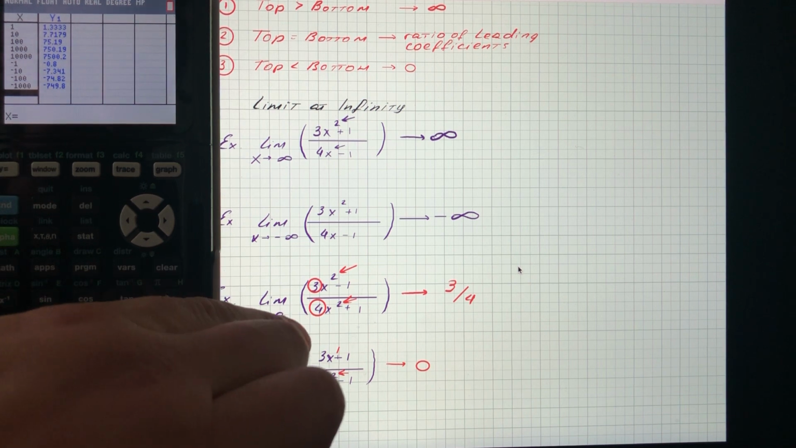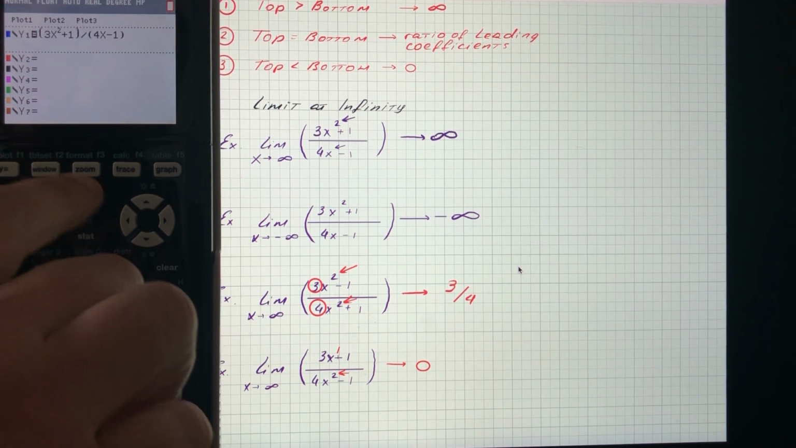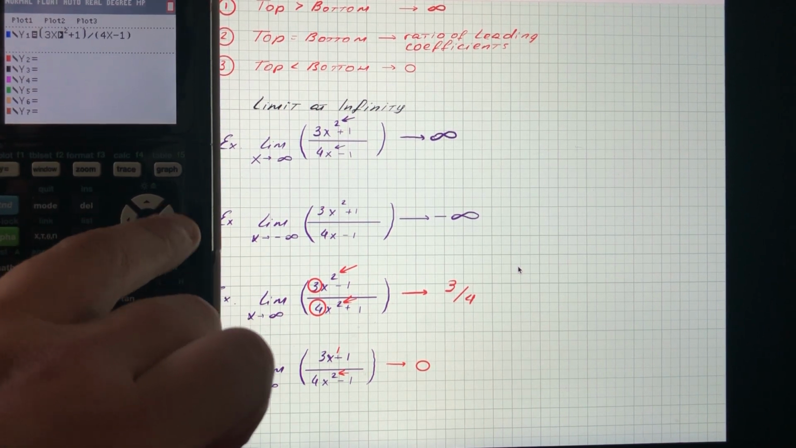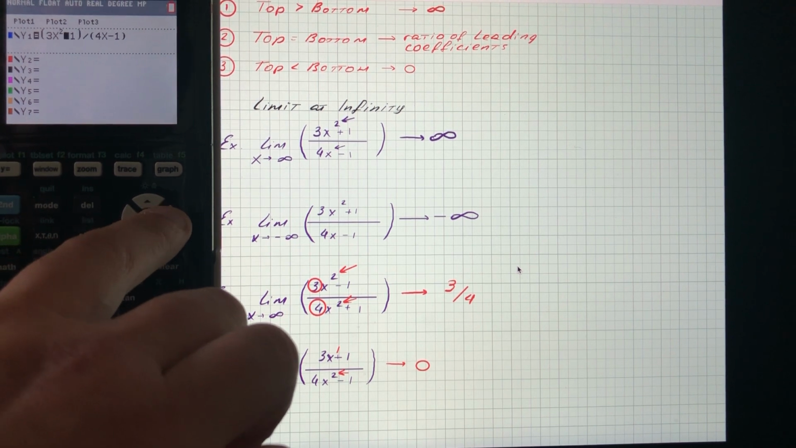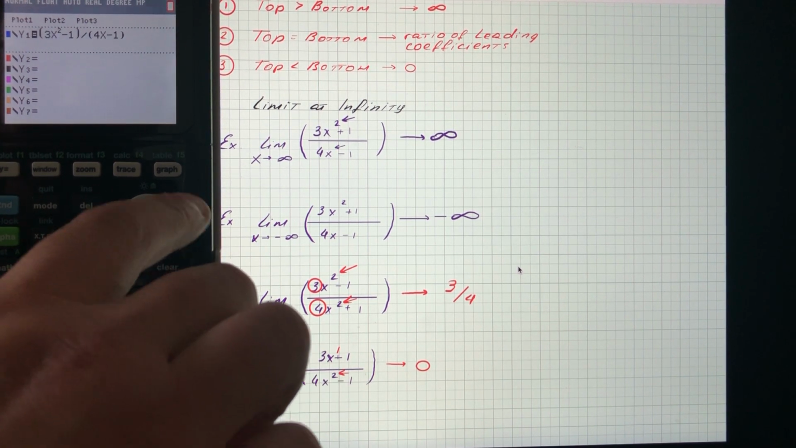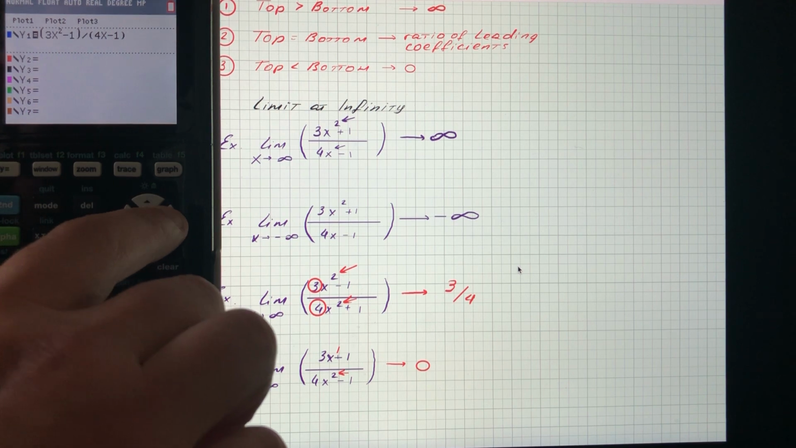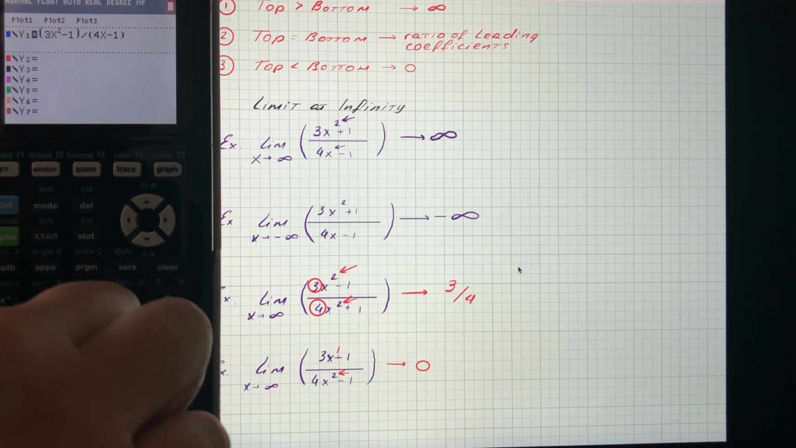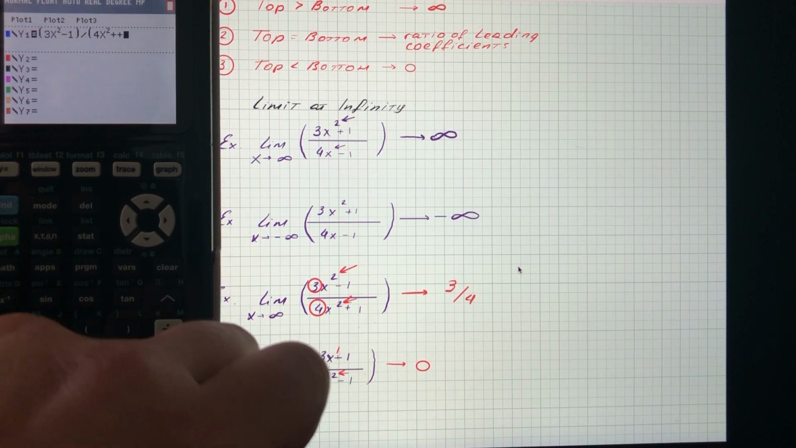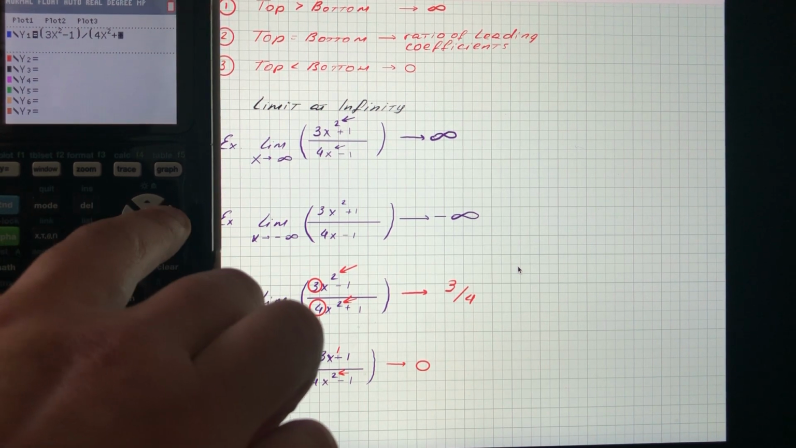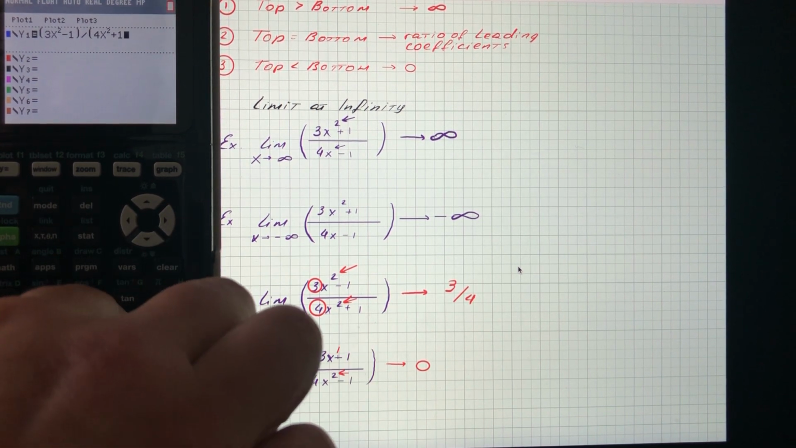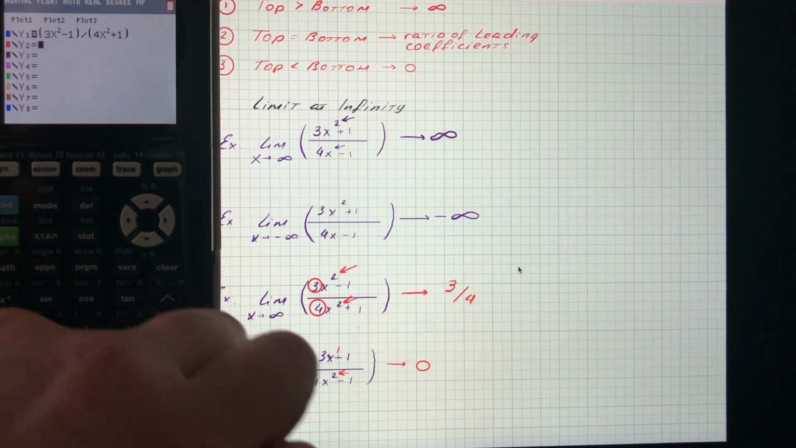Now let's look at the third example. So here we have 3x squared minus 1. Let's type in minus 1, over 4x squared plus 1, and now let's see what happens to the ratio.